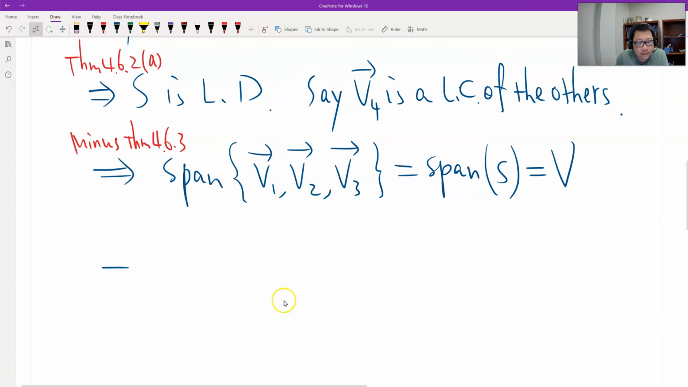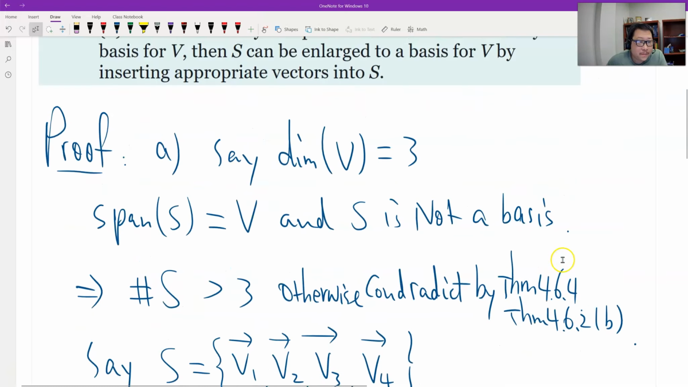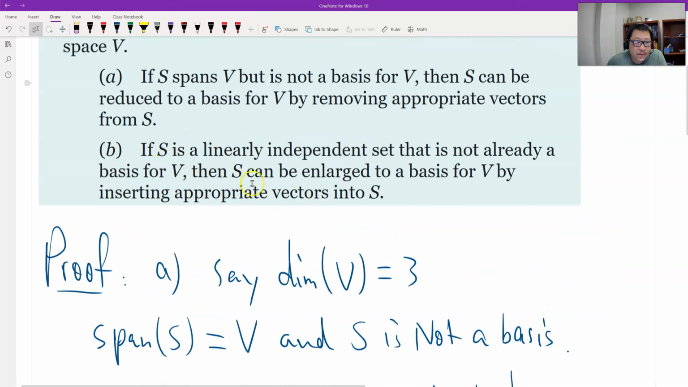Then we have another result that in this case V1, V2, V3 should be a basis. Therefore, this is by the theorem 4.6.5. So we get the result. The original is more than 3. Now we can remove one vector, and what we get is a basis already. This is A.